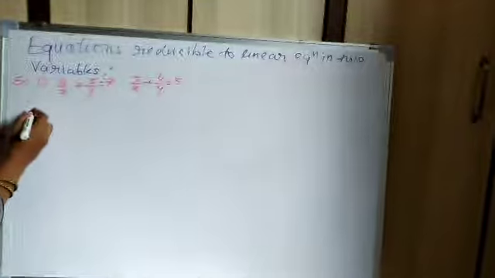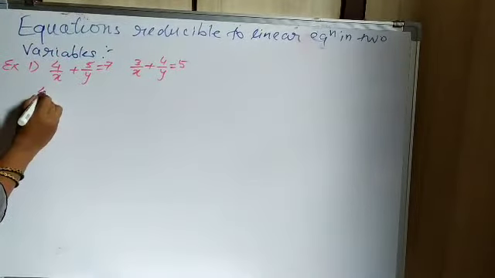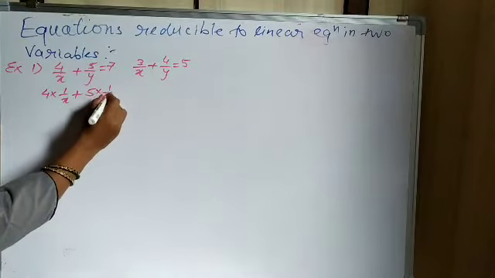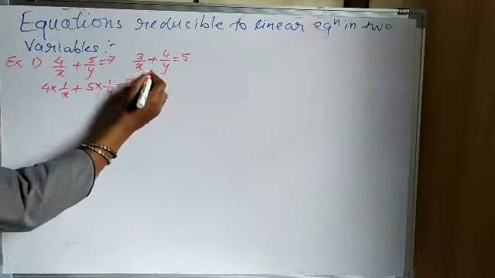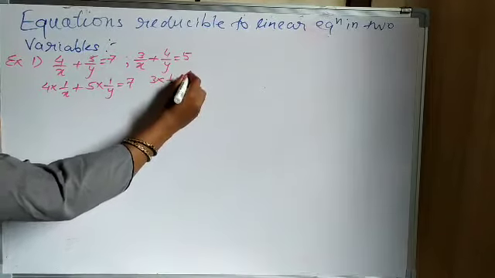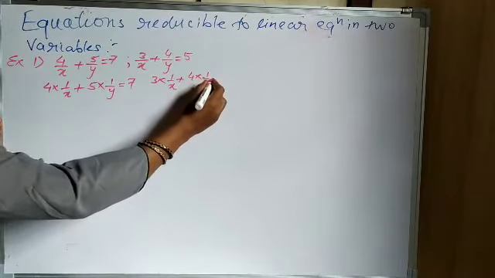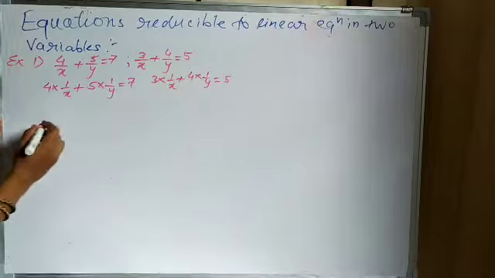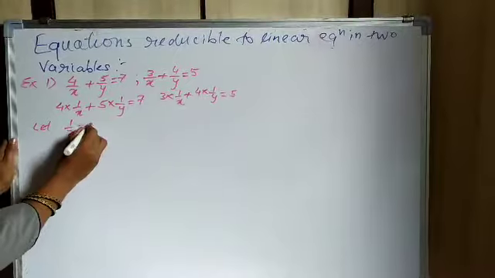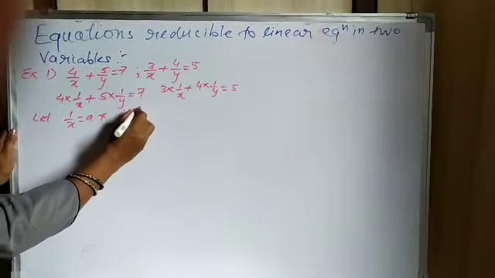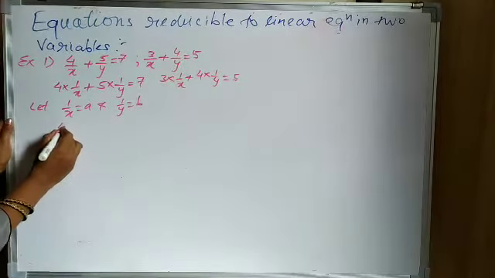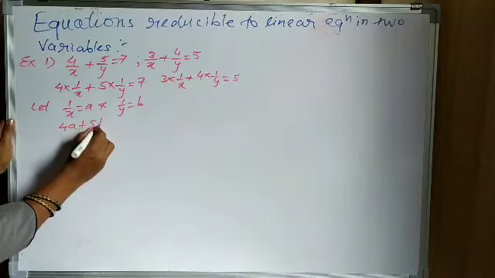variables with other variables. Now just see, we can write this equation as 4 into 1 upon x plus 5 into 1 upon y is equal to 7. Similarly, this equation is 3 into 1 upon x plus 4 into 1 upon y is equal to 5. Now, we will take 1 upon x. Let 1 upon x be equal to a and 1 upon y be equal to b, and write the above equations. So, the first equation becomes 4a plus 5b is equal to 7.